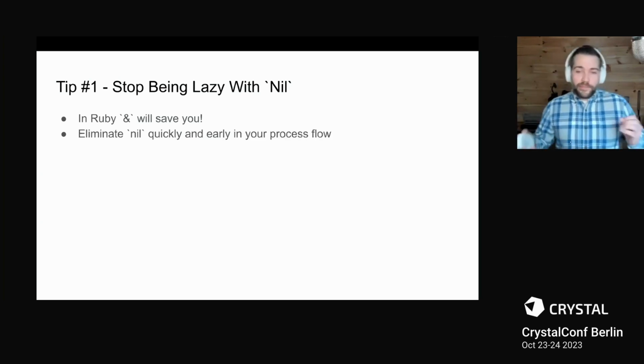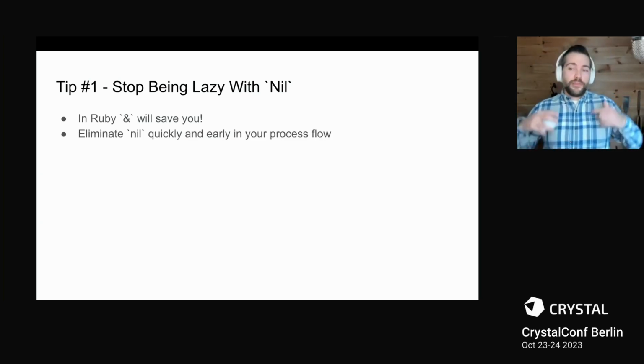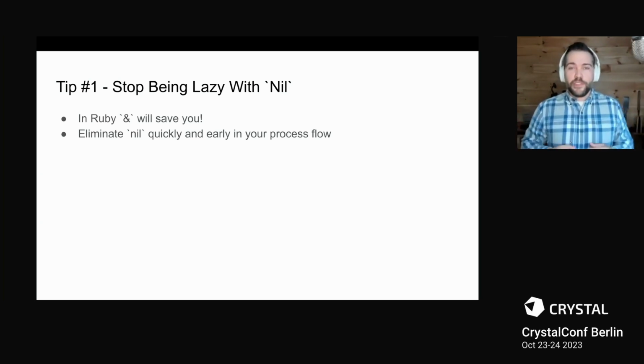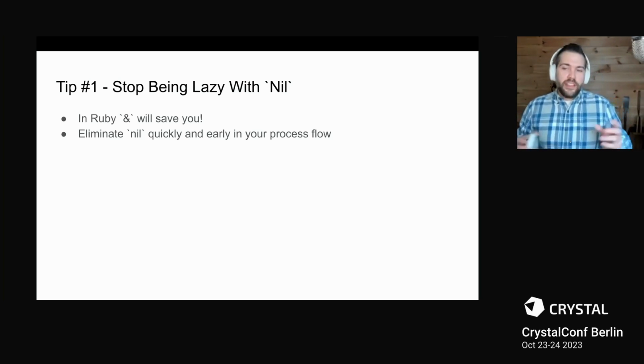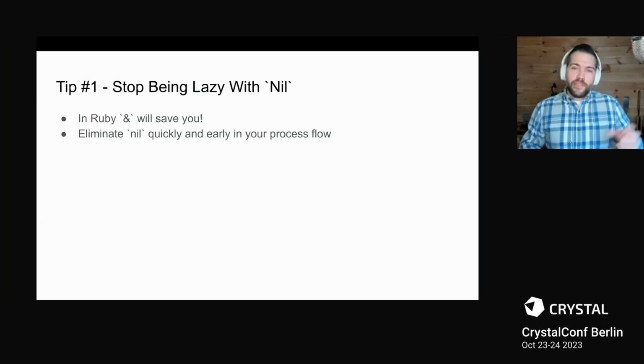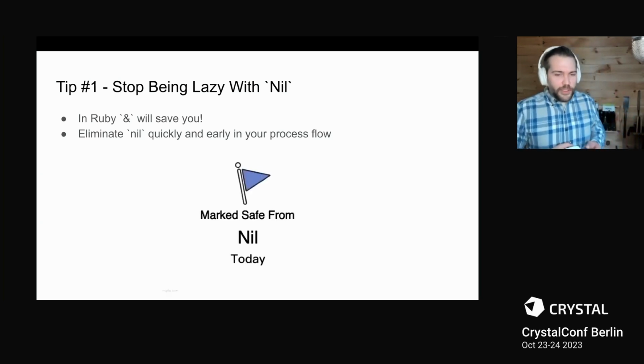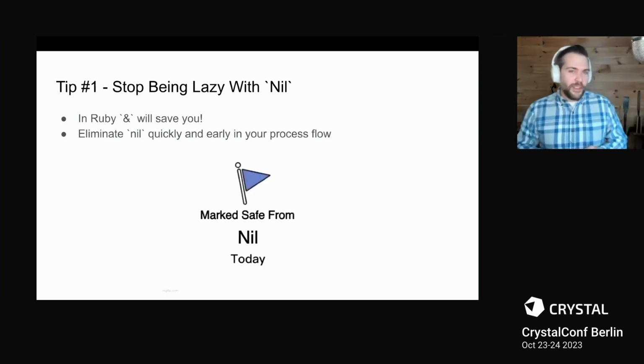But in Crystal, that's the opposite. You actually want to get rid of nil as early on as possible. So generally, when you've got an application, the outer edges of your application where data is coming in is when you're going to experience nil. And that's when you want to validate it and do something with it to transform it to try and avoid it. Otherwise, it can lead to some pretty messy code. So consider yourself marked safe from nil now.